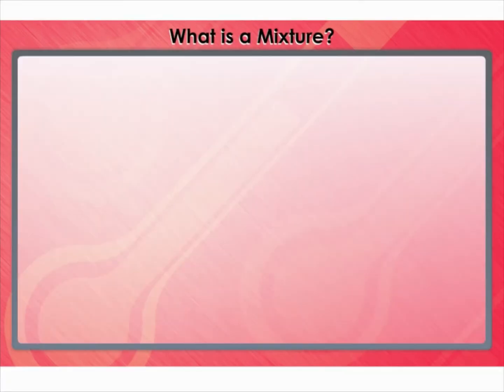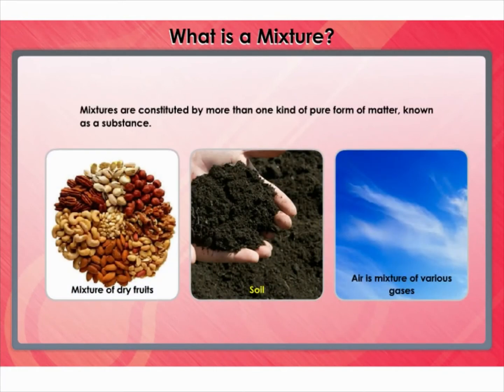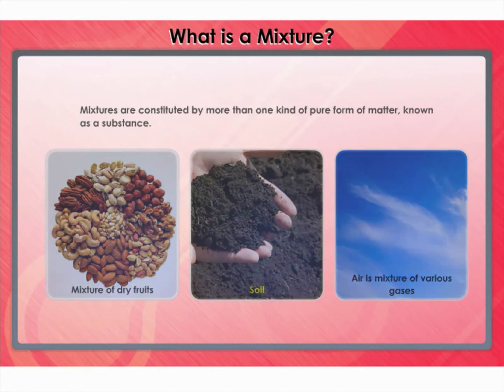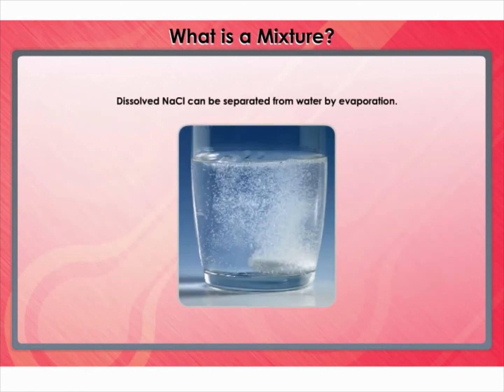What is a mixture? Mixtures are constituted by more than one kind of pure form of matter known as a substance. A substance cannot be separated into other kinds of matter by any physical process. We know that dissolved sodium chloride can be separated from water by the physical process of evaporation. However, sodium chloride is itself a substance and cannot be separated by a physical process into its chemical constituents. Similarly, sugar is a substance because it contains only one kind of pure matter and its composition is the same throughout.